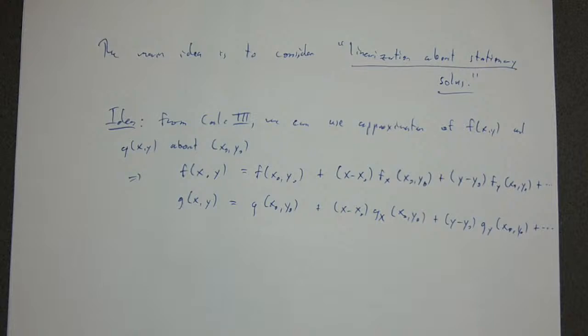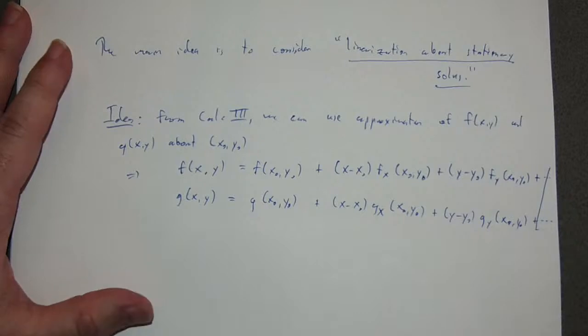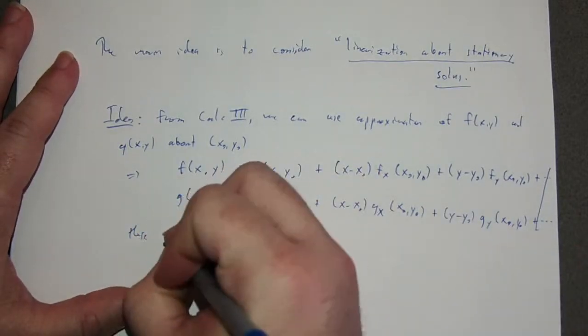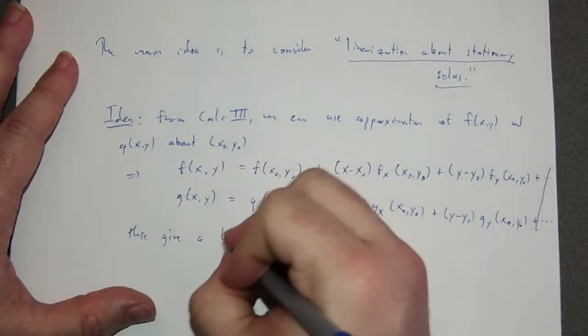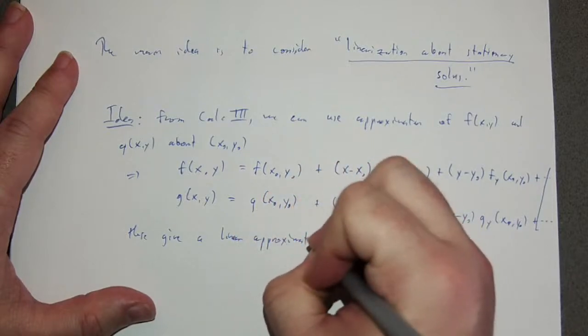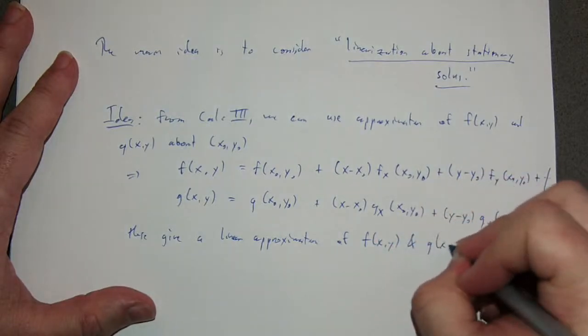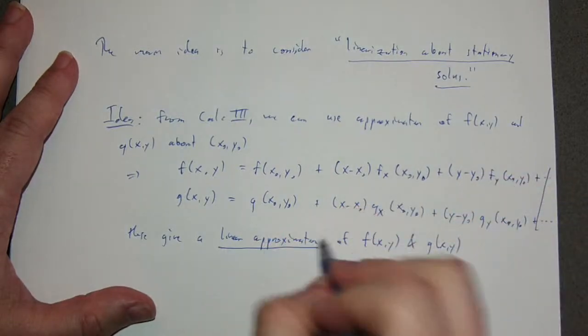Okay. So then let's just drop the higher order terms. This is a first order approximation, or a linear approximation, of f and g. So if I just ignore those, these give a linear approximation of f(x,y) and g(x,y).